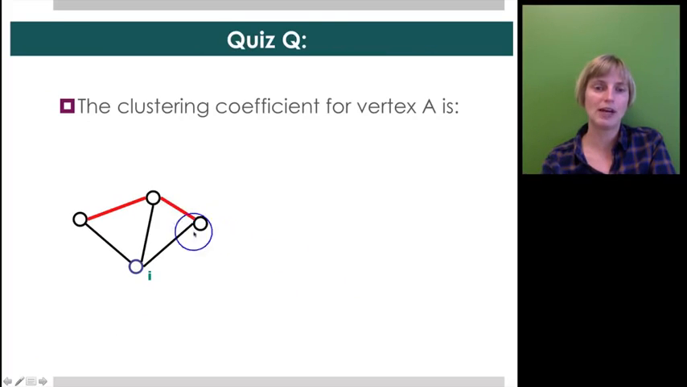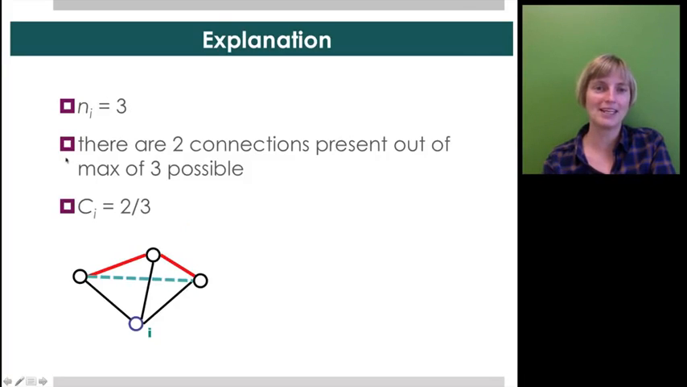So I'd like you to try this with this vertex I, who has 3 friends. Can you calculate the clustering coefficient? Okay, hopefully you calculated the clustering coefficient as follows. You have 3 neighbors, which also means 3 potential edges, because 3 times 2 divided by 2 is 3, and 2 of these edges are actually there, giving you a clustering coefficient of 2/3.